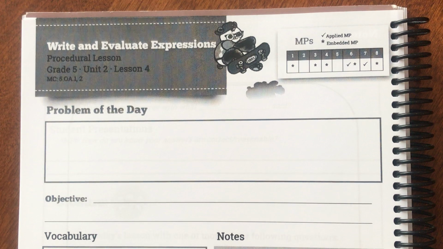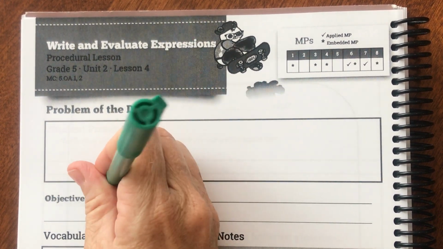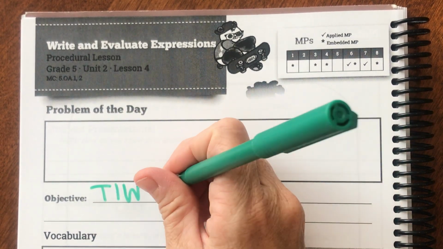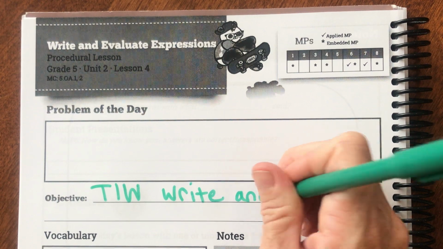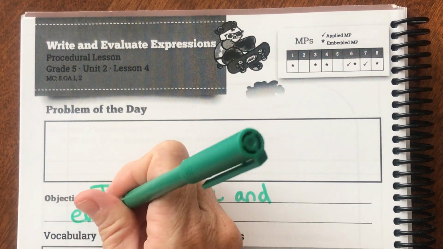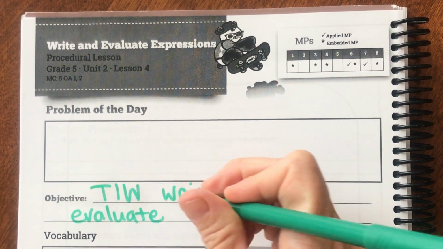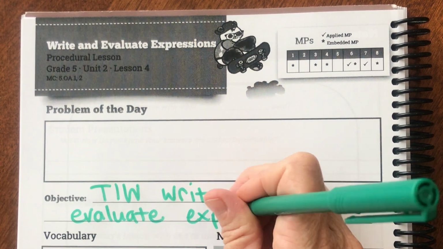Today we are on page 115 of your student journal. Page 115 of your student journal. And our objective of the day is, today I will write and evaluate expressions.